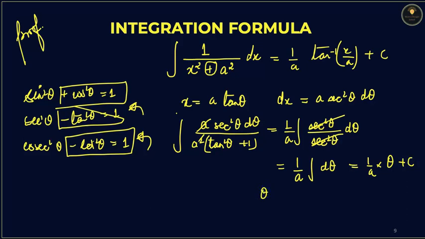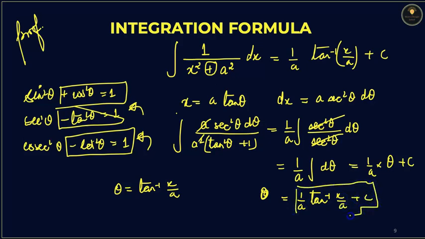And theta can be written as tan inverse of x by a, and here you will get 1 by a tan inverse x by a plus c. So this is the proof that you have to write whenever you are asked what is the proof of 1 by x square plus a square dx. So you have to write it like this.